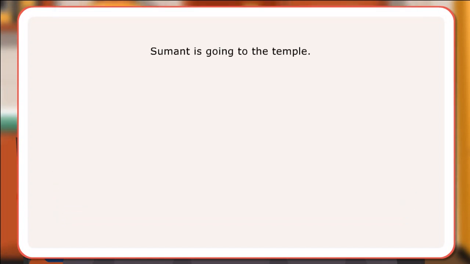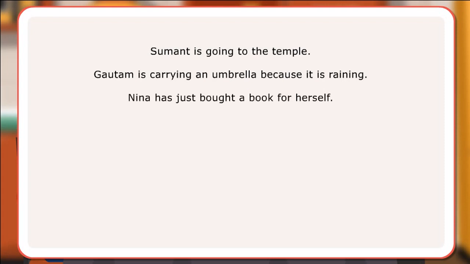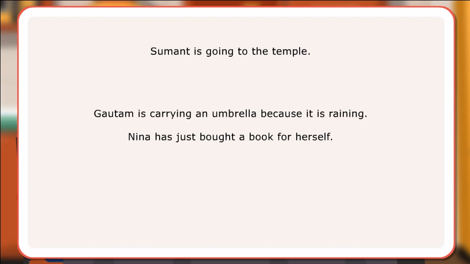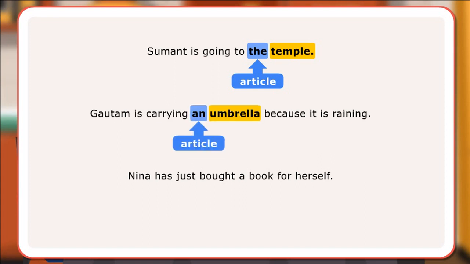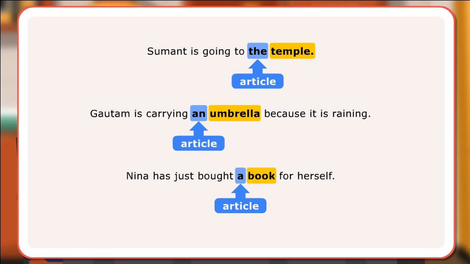Sumant is going to the temple. Gautam is carrying an umbrella because it is raining. Nina has just bought a book for herself. In the first sentence, the is an article and it refers to a particular temple. In the next sentence, an is an article and refers to any single umbrella. In the third sentence, a is an article and refers to a single book which is not specific.